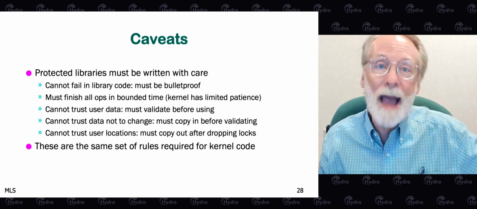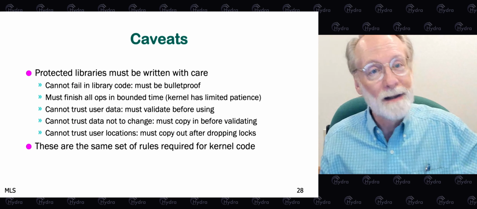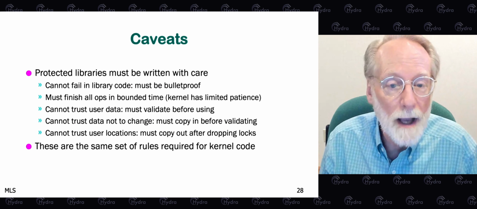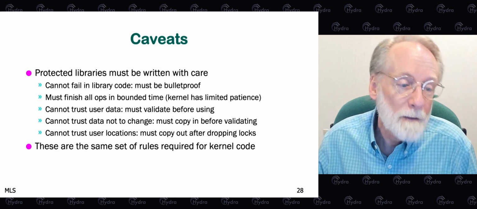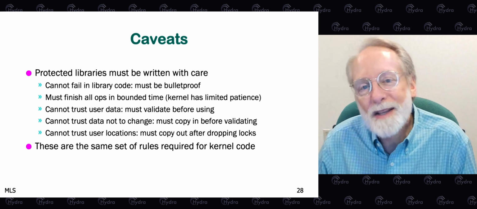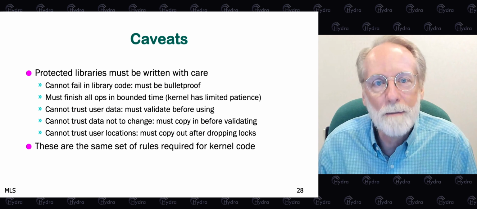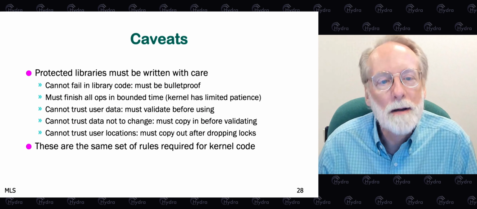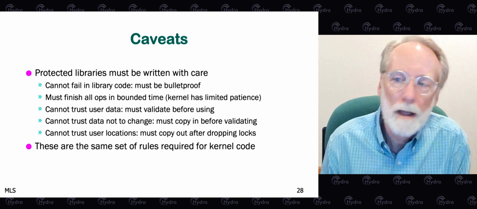And if the user does something bad while we're copying back to user space, we don't care. The user program will die, but other instances of the library will be fine. And again, these are the same rules that always apply when writing kernel code. And they're the reason why I wouldn't automatically say that the Hodor version of Memcached is simpler than the original version. It's smaller, but it had to be written carefully with these caveats in mind.